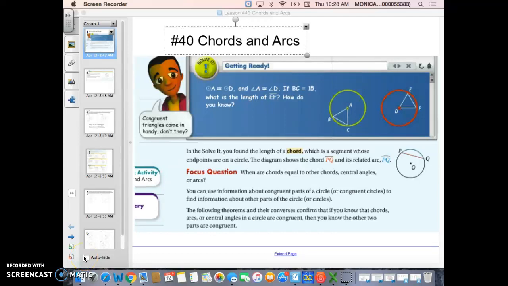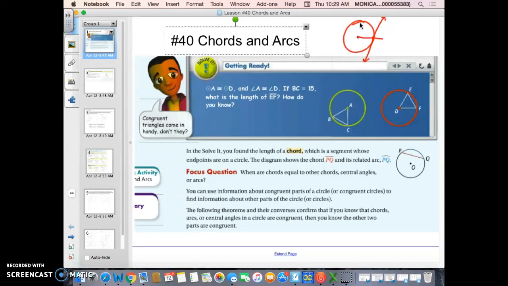All right, so yesterday we learned all about tangent lines. Please remember, quick review, that a tangent line is a line that crosses a circle at exactly one point. Like right here, this would be a tangent line. And remember that it forms a 90-degree angle with the radius.